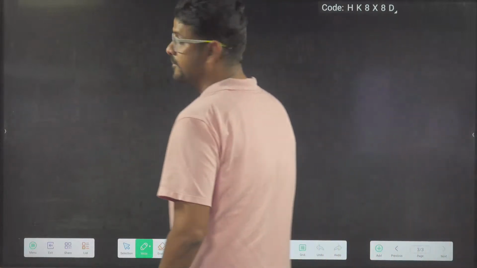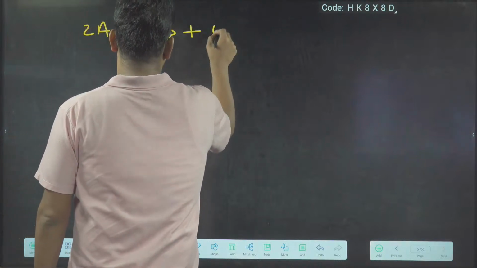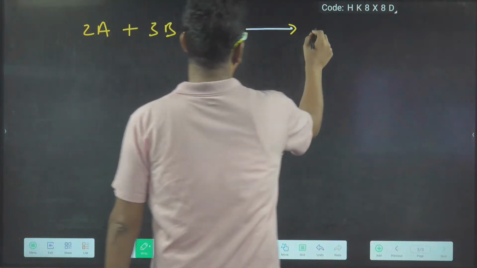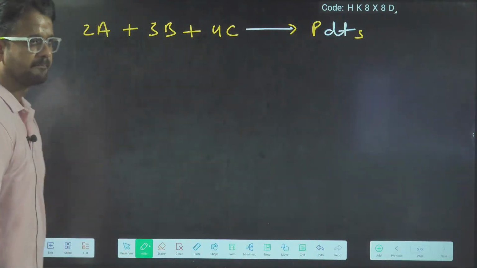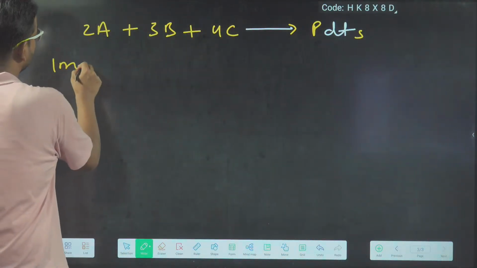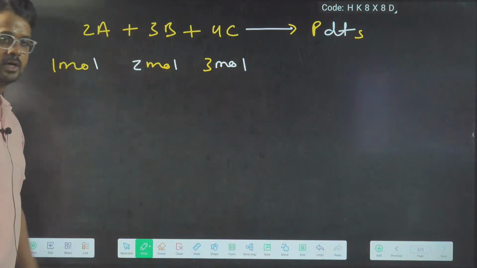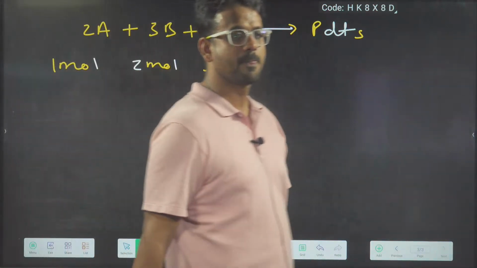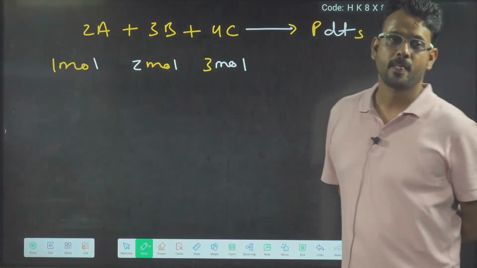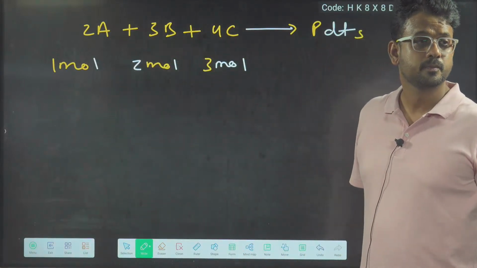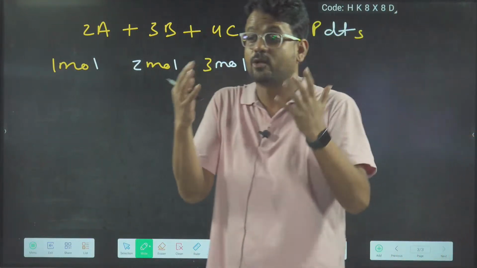Like for example, if I give you 2A plus 3B plus 4C goes to some products, any products, and I tell you I start with 1 mole of A, 2 mole of B and 3 mole of C. Now tell me who is the limiting reagent? In this case, which is the limiting reagent? Now it is not becoming that obvious.